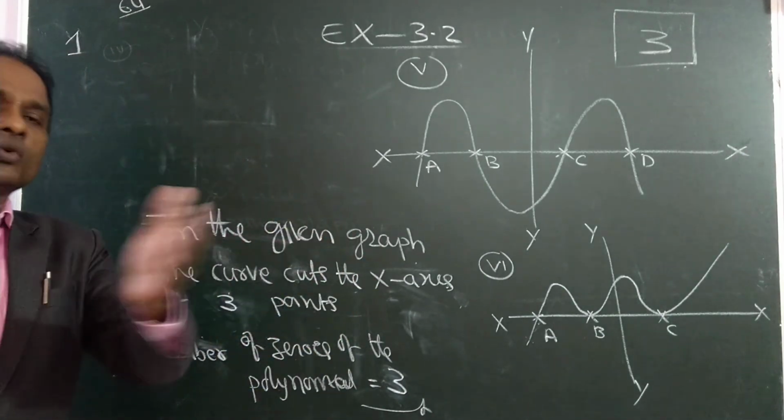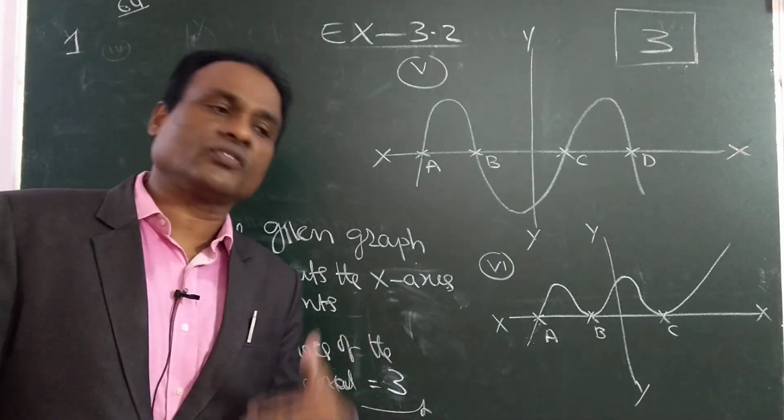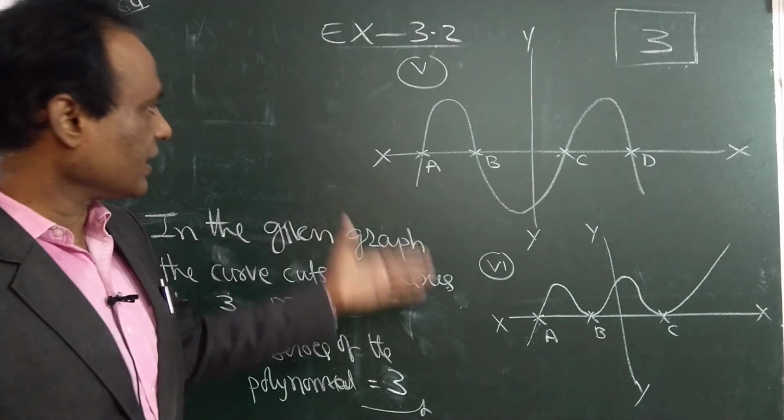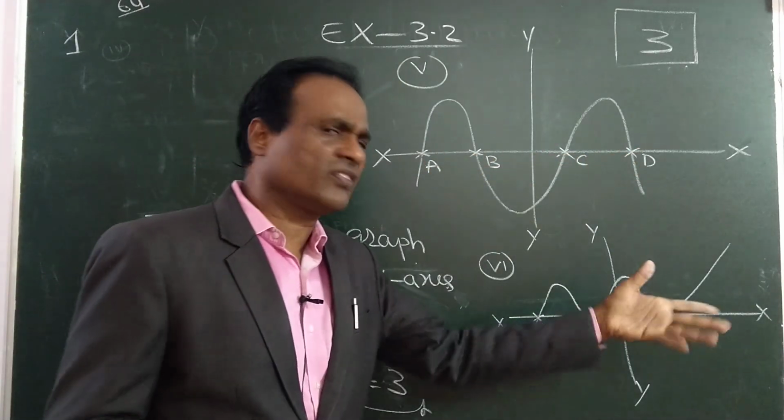And once again, do a quick revision after the completion of the live classes. You go for the revision. And once again, see, if it is meeting the x-axis at 4 points, 4 is the answer. 3 points, 3 is the answer.